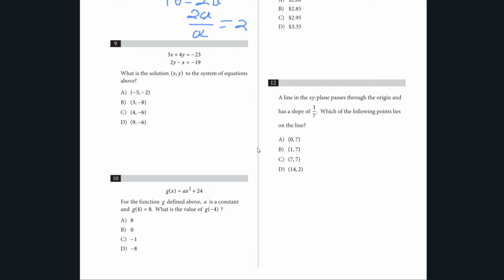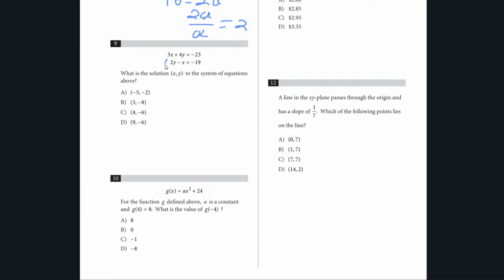What is the solution xy to the system of equations above? So there's multiple ways of solving a system of equations. You can either do substitution, which is my least favorite method, or you can try elimination. Here we do have a minus x term, so we can try adding both equations together and getting rid of the x. So let's do that.